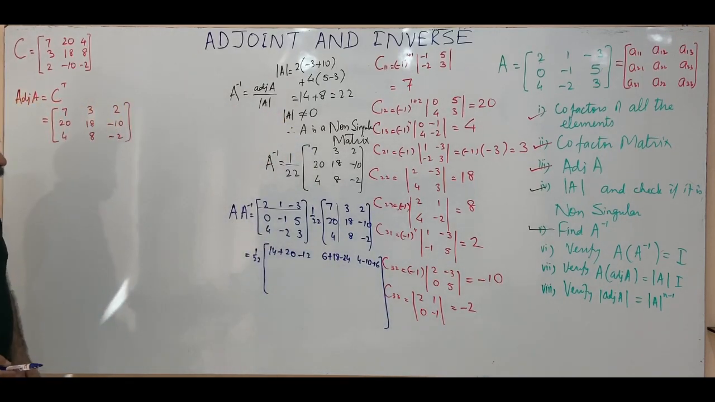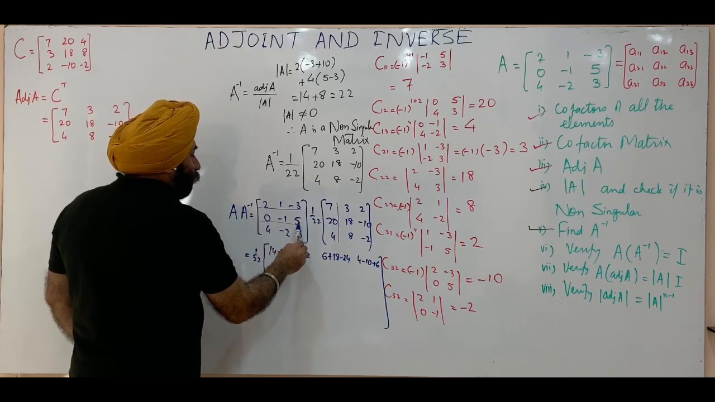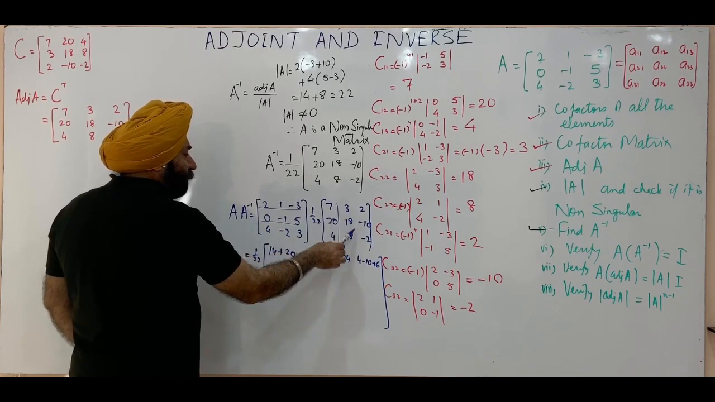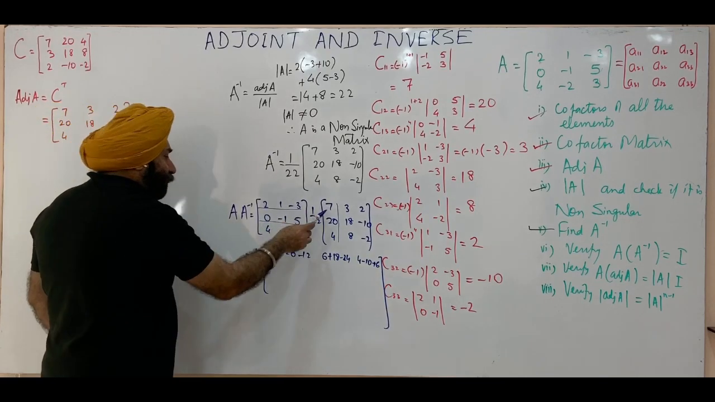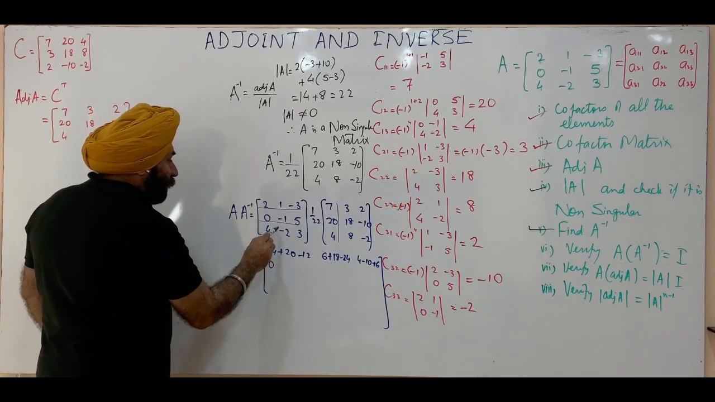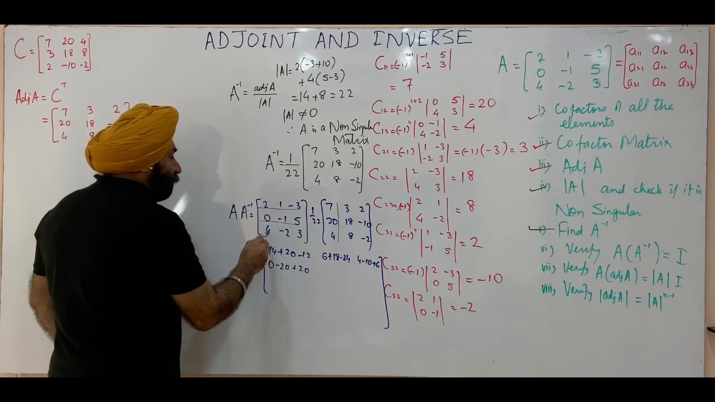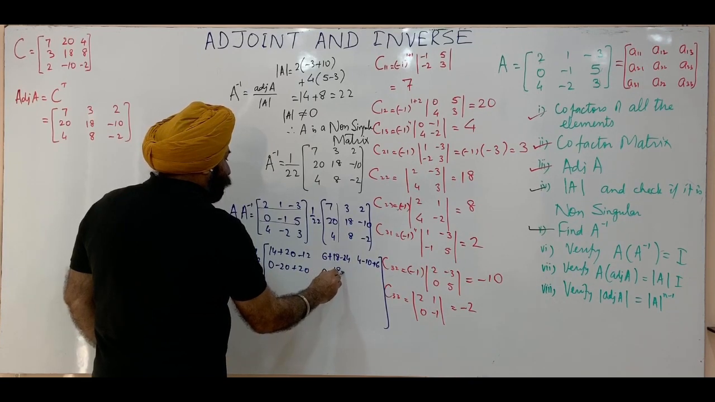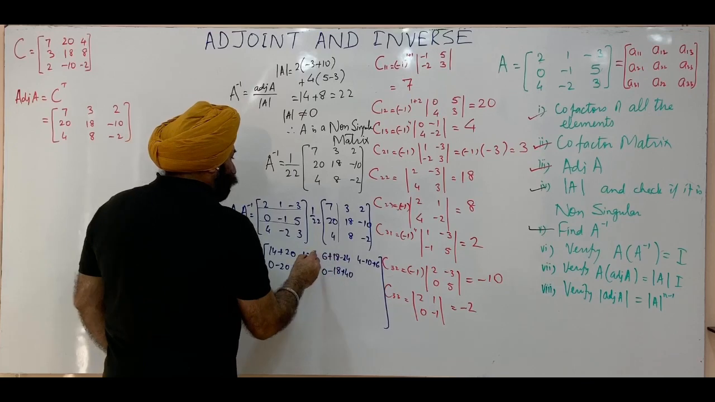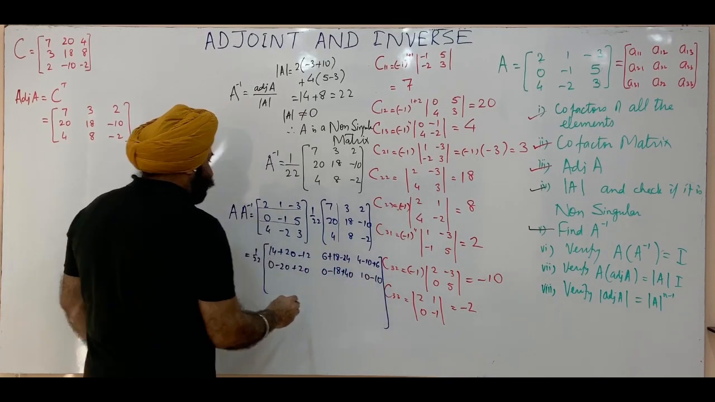Similarly, we get elements of the second row. So second row multiplied by first column, then by second column, then by third column. This is 0 into 7, minus 1 into 20, 5 into 4 is plus 20. This is 0, then minus 18, 5 into 8 is plus 40. Next is 0, this is 10, 5 into 2, minus 10.